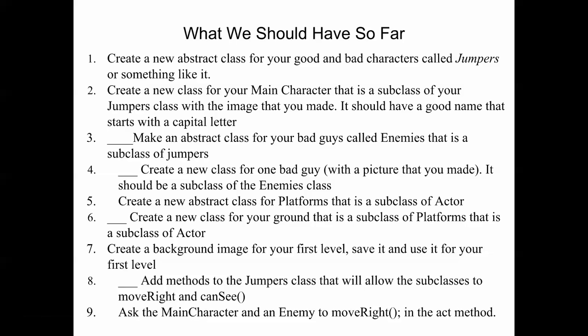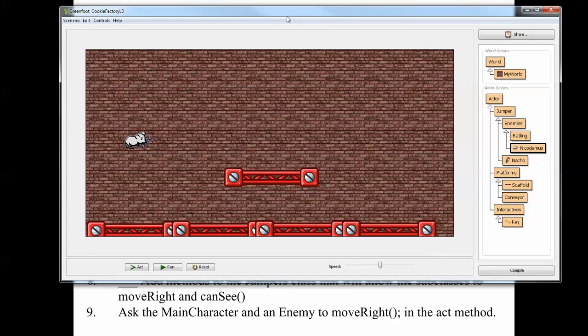What you should have so far is a jumper class. It's an abstract class. You're never going to put a jumper in there. You should have enemies that are part of the jumper class, and then your bad guys with a good name. All these guys have capital letters. If you don't have it set up like this, go ahead and do that. If you need help, I'll help you. And then your good guy should have a good name. My good guy's name is Nacho, and he should also be a class of jumper. You should have that so far.